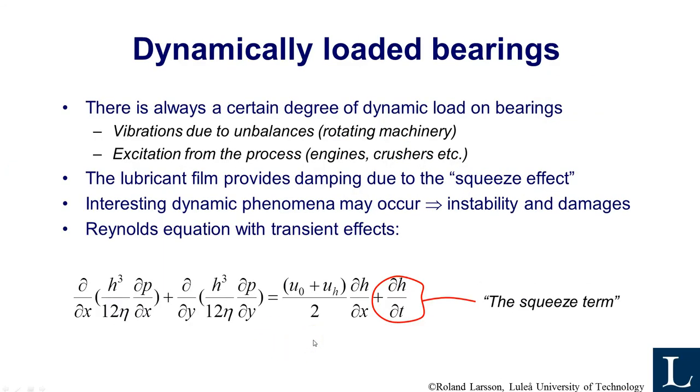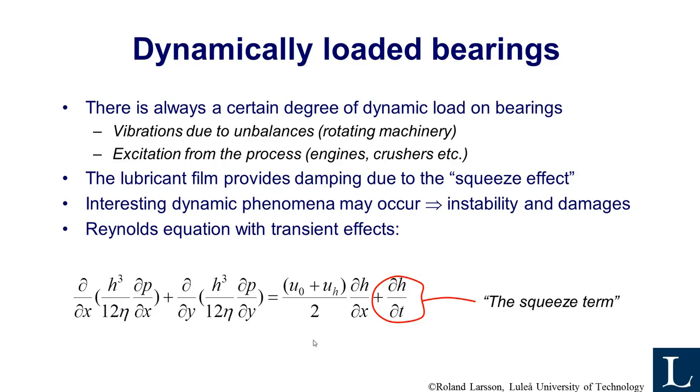Now we'll put in some dynamics, because the diagram I showed you earlier was for stationary loaded bearings, static load. But there is always some dynamics in a bearing, because there are always some vibrations. In a rotating machine, you always have some unbalance, and this unbalance will make the rotor vibrate with the same frequency as the rotating speed. You may also have excitation from other things inside the process, like in an engine or a crusher, or some other machine with a lot of vibrations in it.